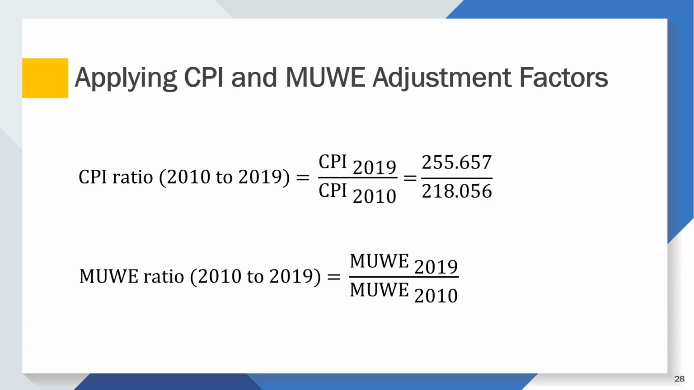The average CPI for 2019 is 255.657, and the average CPI for 2010 is 218.056, which yields a CPI ratio of 1.17244. The average MUWE for 2019 is 917, and the average MUWE for 2010 is 746.5, which yields an MUWE ratio of 1.22840.